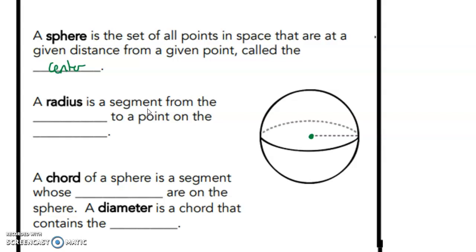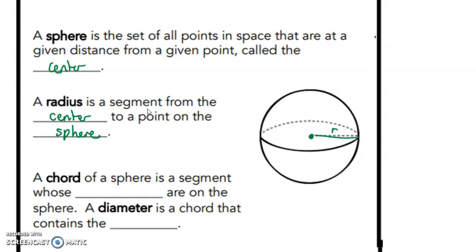So a radius is a segment from the center to a point on the sphere. So the radius is anywhere from the center to a point on the sphere. So we see it right here.